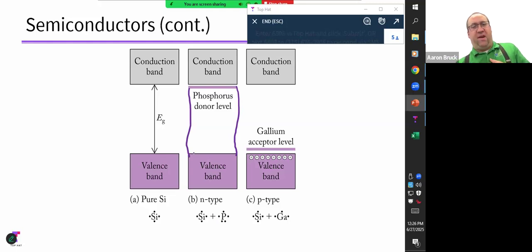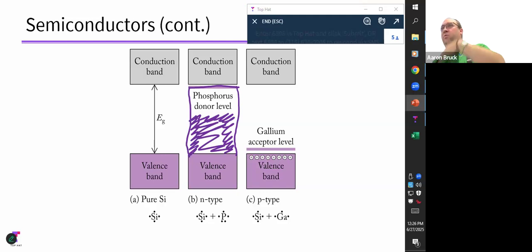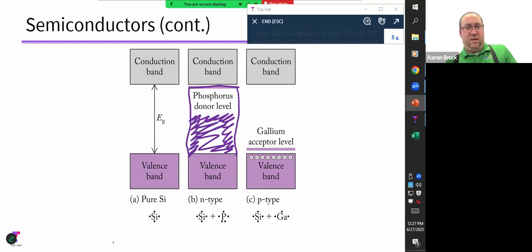What this does is this will raise the valence band from here up to here. Now that band gap's not nearly as prominent. Electrons are able to flow at least moderately through the silicon sample. So that's how an N-type works.